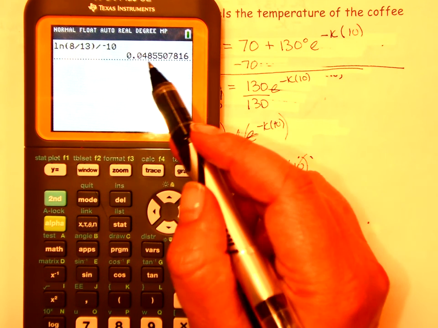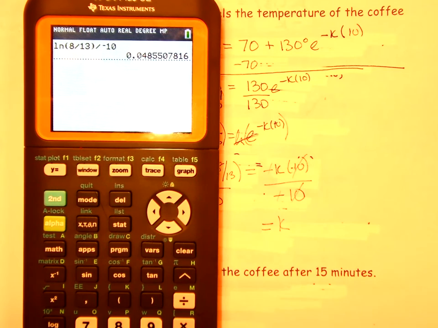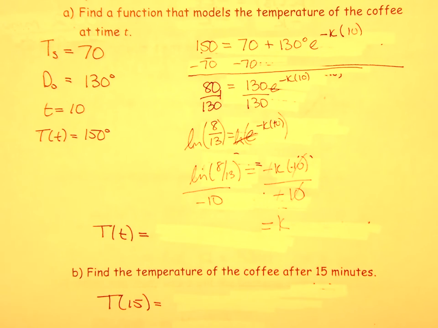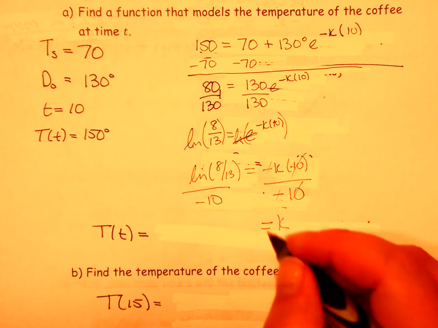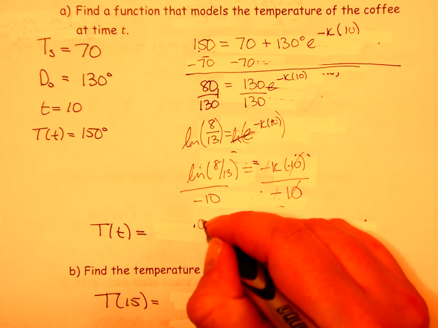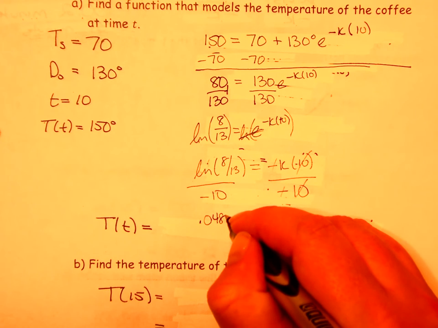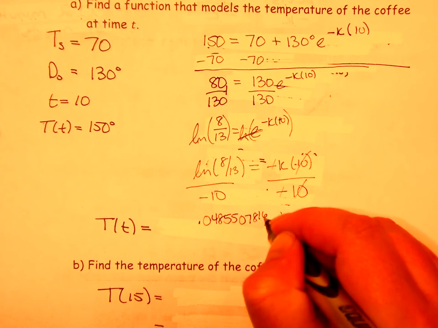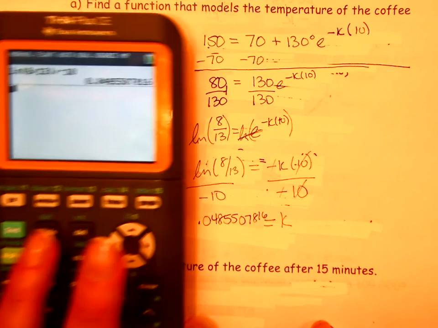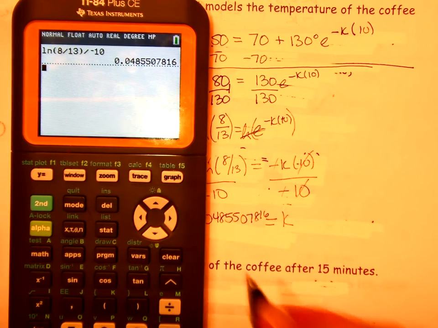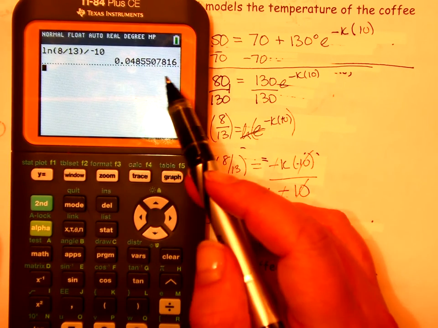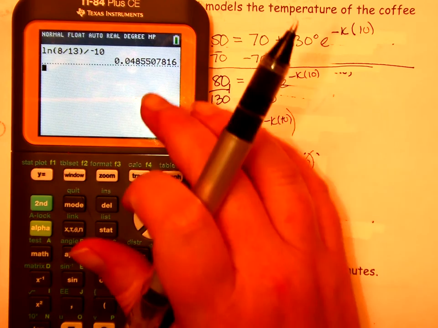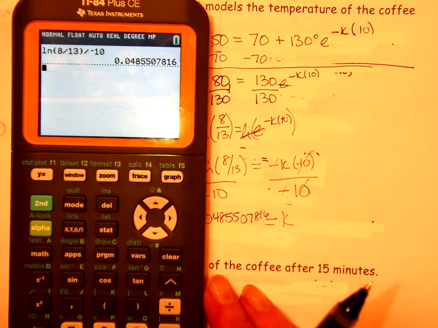0.0485507816. You don't want to round your cooling constant at all, right? My exposure here is wacky. All right, so I'm going to get 0.048550786. That's K, all right? So what I'm going to do in my calculator, so that I don't have to type all these decimals for the remainder of the problem, is set K equal to this.